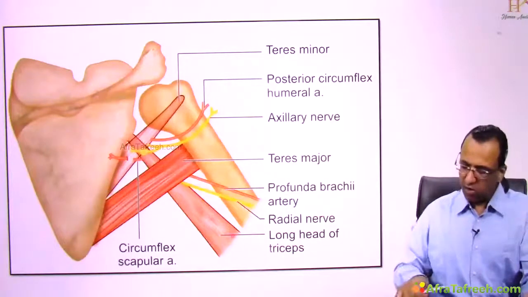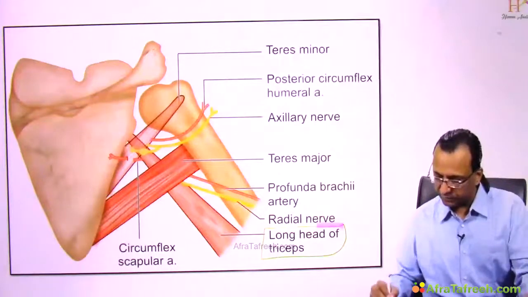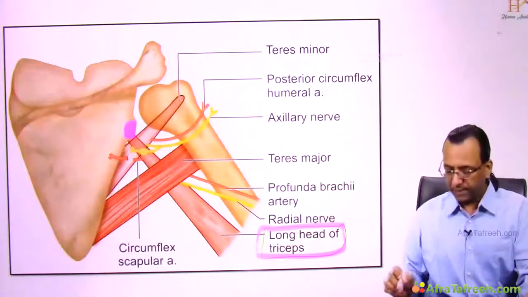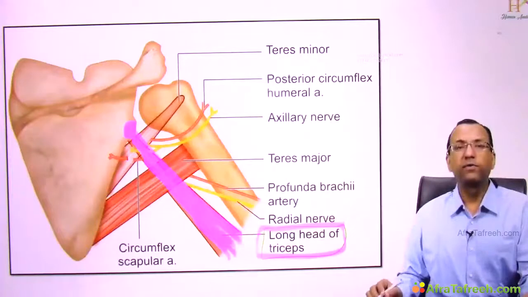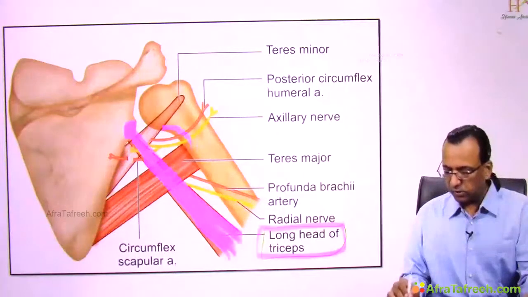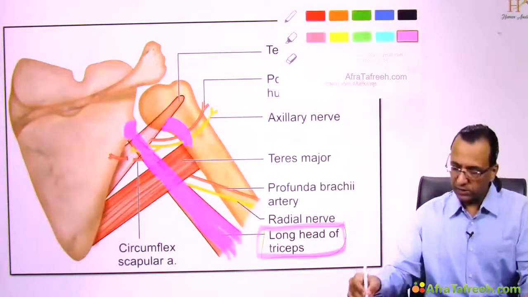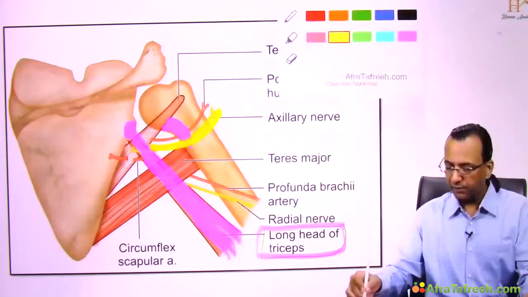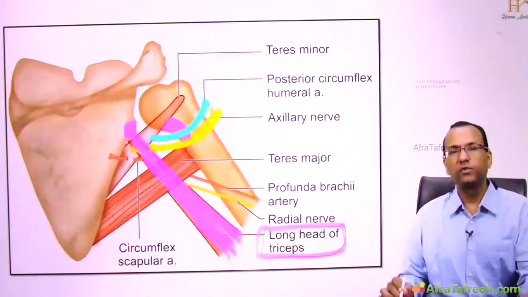Which one? This is the long head of the triceps muscle. If you remember, we have discussed the long head of the triceps coming from the infraglenoid tubercle, and it is also forming a boundary for the quadrangular space. There is also the surgical neck of the humerus bone. Then what is the content? The content is one nerve, which is the axillary nerve you have known earlier, and an artery which is going behind the humerus in a circumferential manner. So the posterior circumflex humeral artery, a branch of the axillary artery.